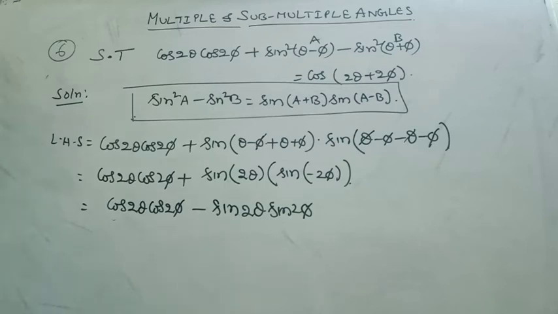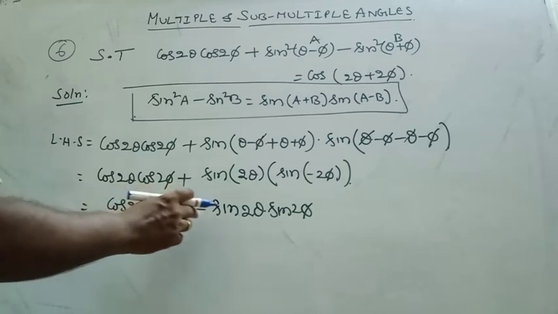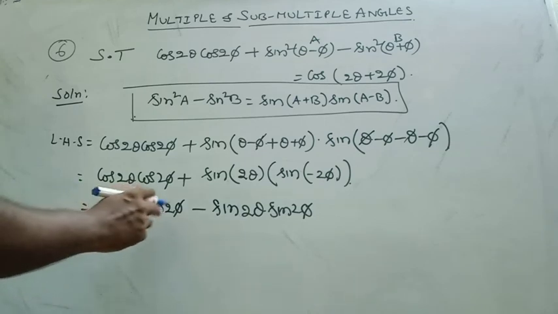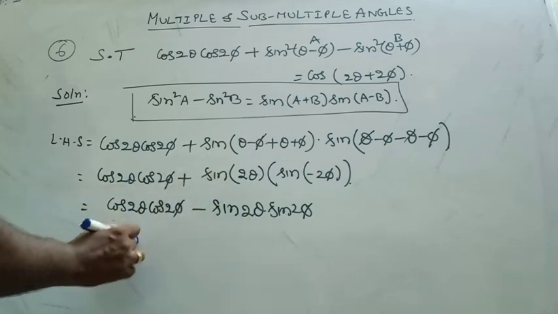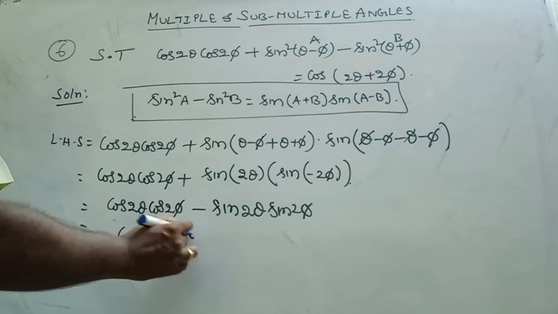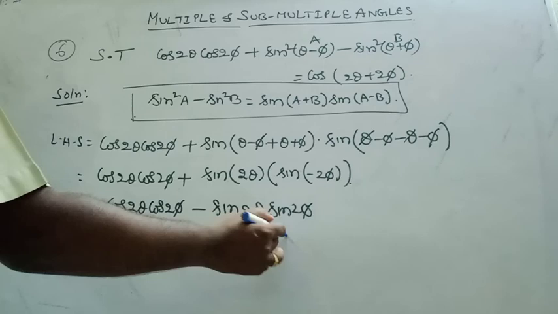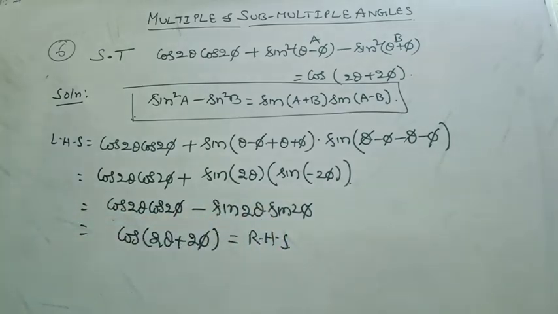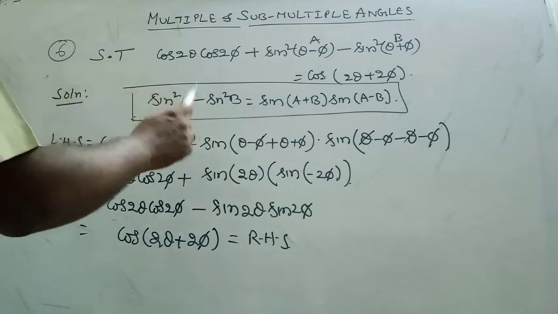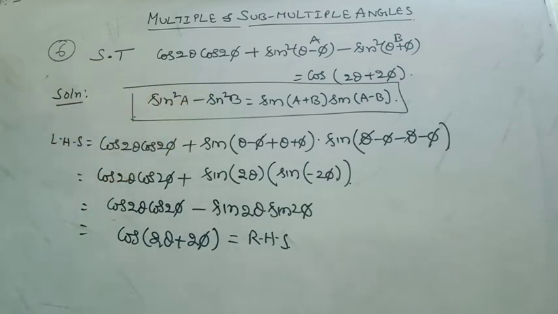Now cos 2 theta cos 2 pi minus sine 2 theta sine 2 pi, that is cos A cos B minus sine A sine B. This is nothing but cos of (2 theta plus 2 pi). Beautifully, we have taken the left hand side and got the right hand side, my dear students. Please observe how nicely we have got this, just by applying this thought: sin square A minus sin square B equals sin (A plus B) into sin (A minus B). If you get this thought, this problem is over.